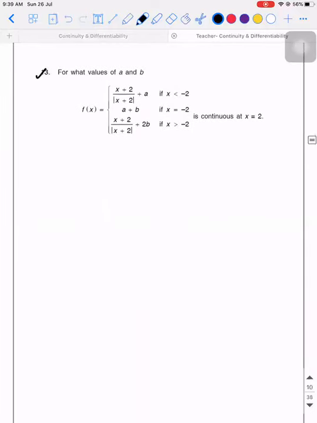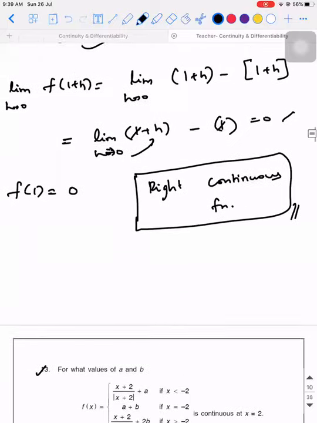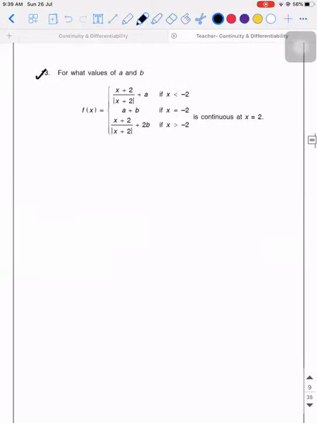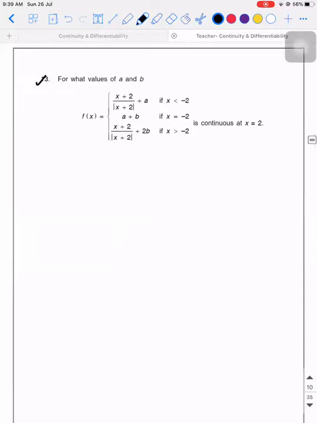Similarly, the 13th one. See, don't concentrate on writing the notes. I told you I'll share it with you. So concentrate on the doubts. If you still have doubts, let me know. For what values of a and b is this function continuous? So split and write it. Modulus function. How do you split it? Most of you have asked this, which means modulus is still an issue. So 3 students have asked.